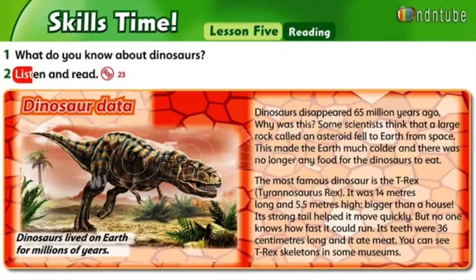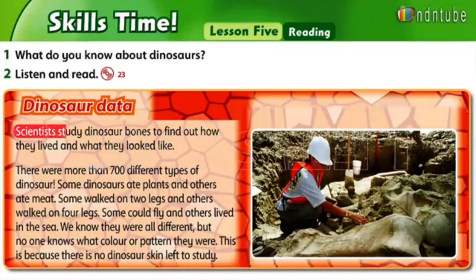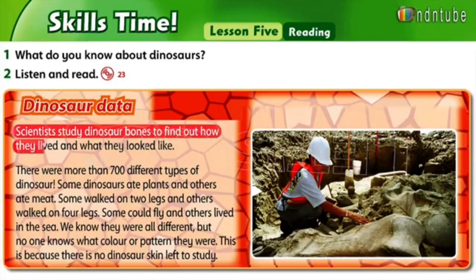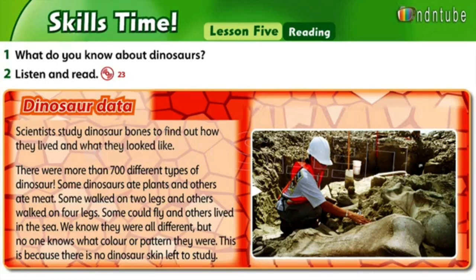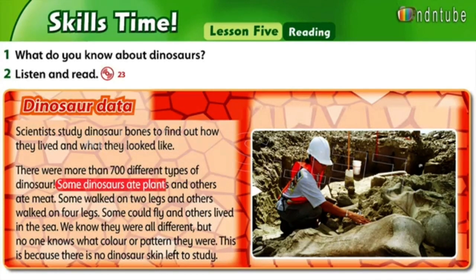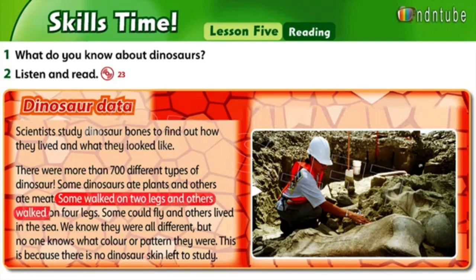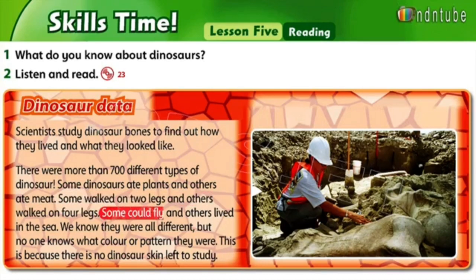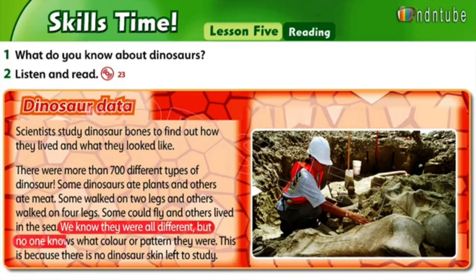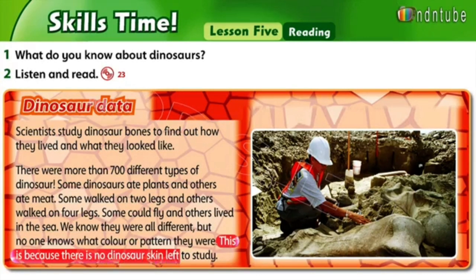Listening 23. Listen and read. Dinosaur data. Dinosaurs lived on Earth for millions of years. Scientists study dinosaur bones to find out how they lived and what they looked like. There were more than 700 different types of dinosaur. Some dinosaurs ate plants and others ate meat. Some walked on 2 legs and others walked on 4 legs. Some could fly, and others lived in the sea. We know they were all different, but no one knows what colour or pattern they were. This is because there is no dinosaur skin left to study.